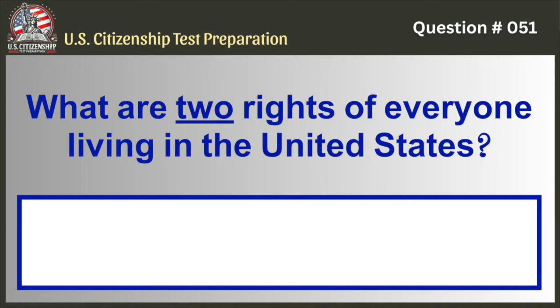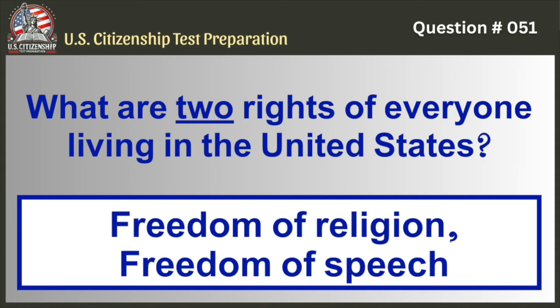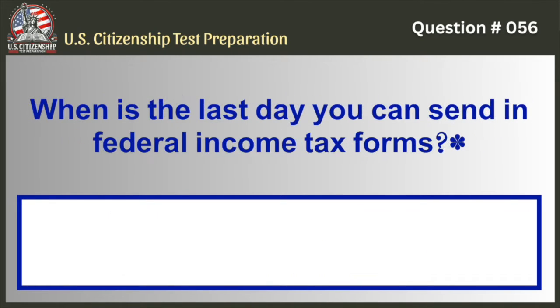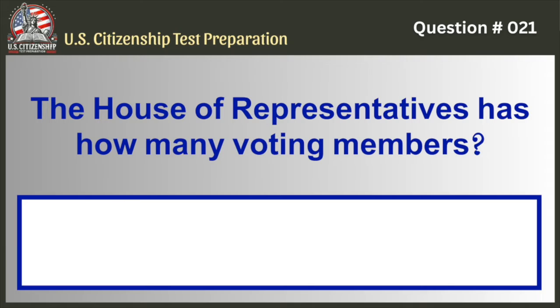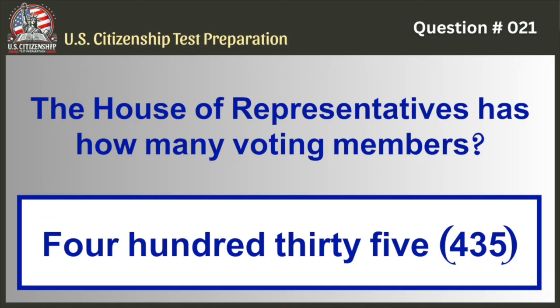What are two rights of everyone living in the United States? Freedom of religion. Freedom of speech. When is the last day you can send in federal income tax forms? April 15. The House of Representatives has how many voting members? 435.